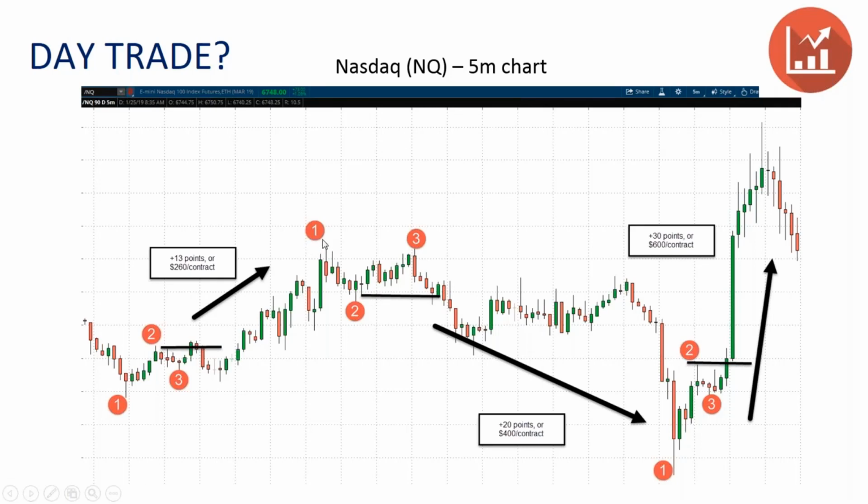Here we have a 1, 2, 3 top, breaks down below the number 2 here, then goes sideways, gives us a little heartburn, finally breaks down, giving us our 20-point profit objective. Now we get what looks like one last hard sell, probably the last hour of the day.